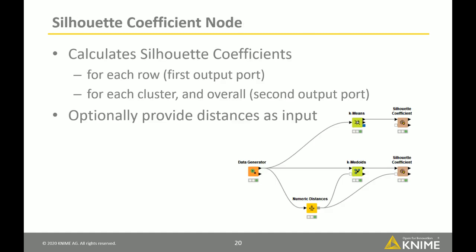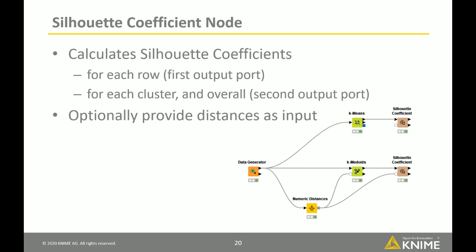Something else on the machine learning side is the silhouette coefficient node. So this does pretty much what it says it should do. It calculates silhouette coefficients. So you can, for example, as it's shown in this little toy workflow here, use k-means, and it's going to calculate in the first output port the coefficient for each row, but then you also get a summary as well of the coefficients for each cluster and overall in the second output port.